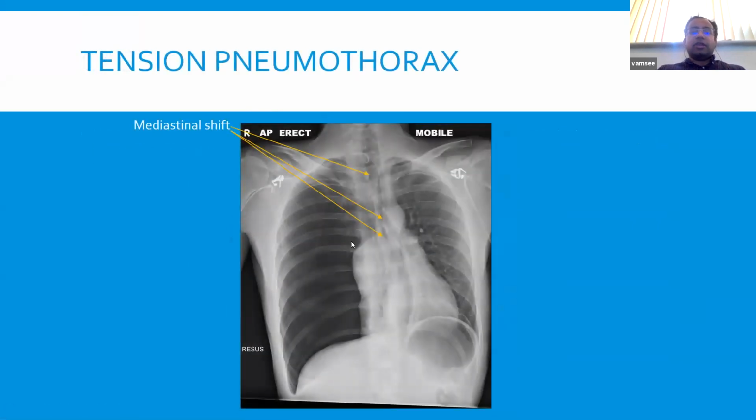These films are often called the film that shouldn't have been taken, because tension is something that you should immediately treat. That might be something they may ask you in the exam as well. How do you treat a tension pneumothorax? Chest drain if there's time to arrange that.